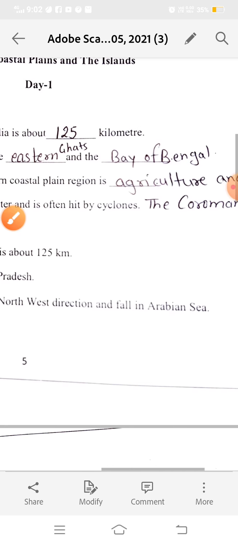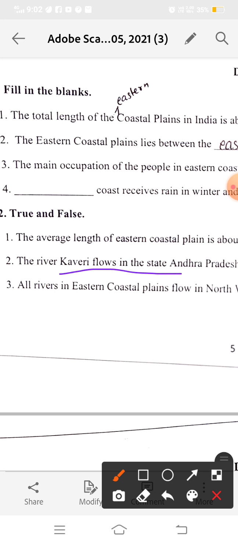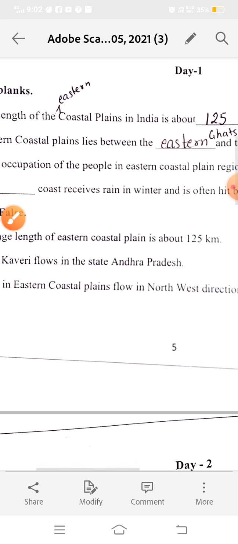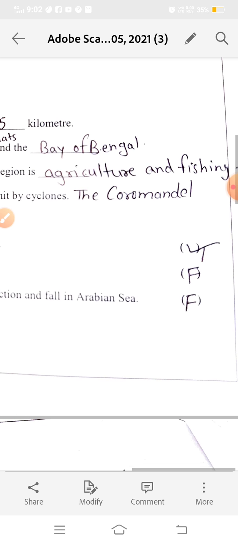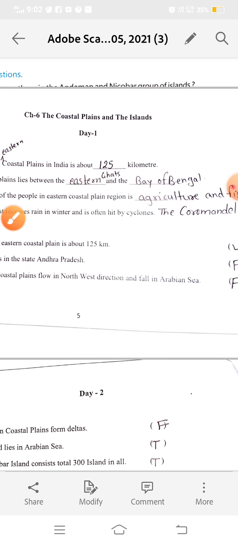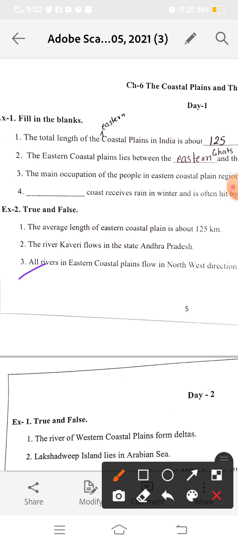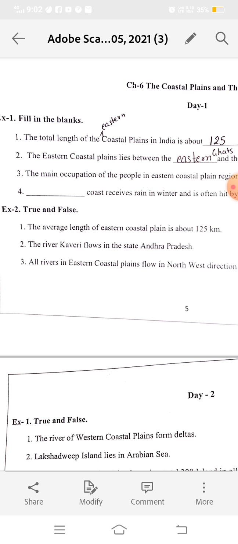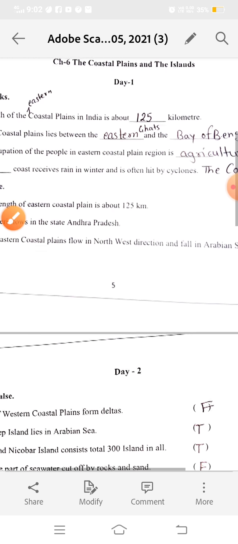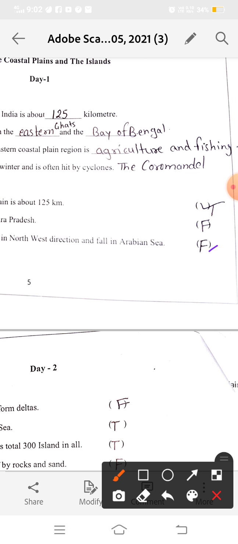Now the next is, the river Kaveri flows in the state Andhra Pradesh. It is false. Now the third one is, all rivers in the eastern coastal plains flow in the northwest direction and fall in the Arabian Sea. So is this true or false? This statement is also false. Only the first one is true.